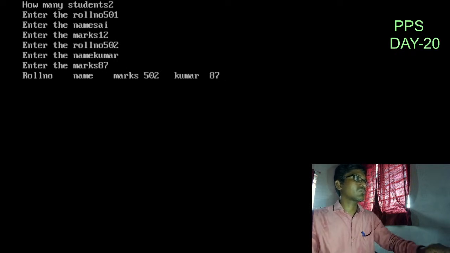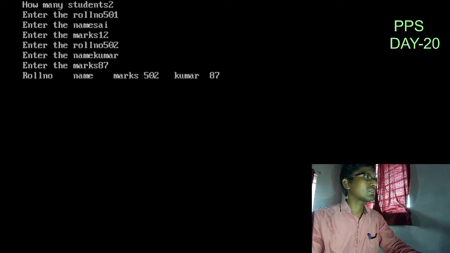Now see here, when compared to Sai, Kumar got more marks. So then I need to display that data: the roll number, the name, followed by the marks of Kumar. So that is the output of the given example.